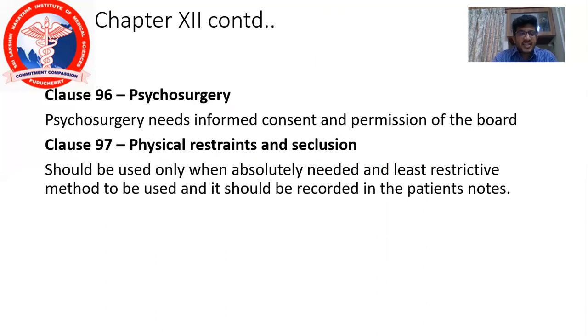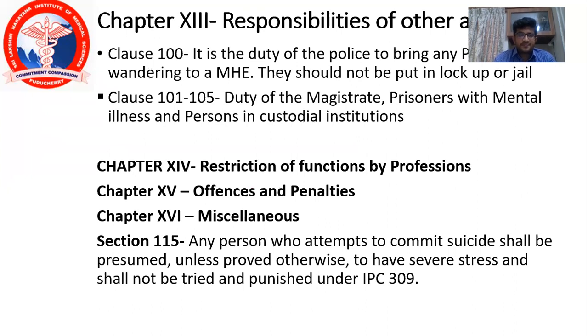And clause 96 deals with psychosurgery. Psychosurgeries need informed consent and permission of the board. And clause 97 deals with physical restraints and seclusion. They should be used only when absolutely needed, the least restrictive method should be used, and it should be recorded in the patient's notes. Care should also be taken to limit any harm to the patient.